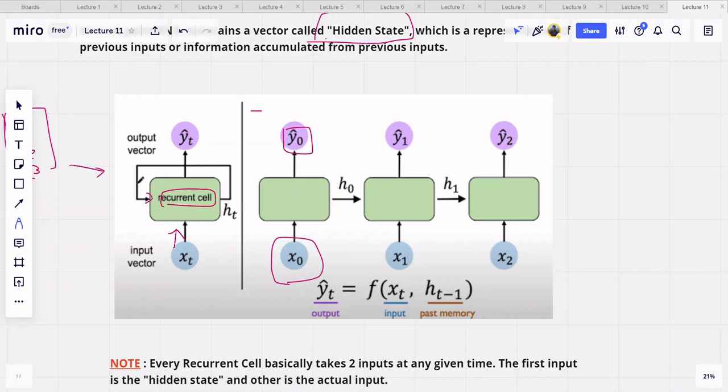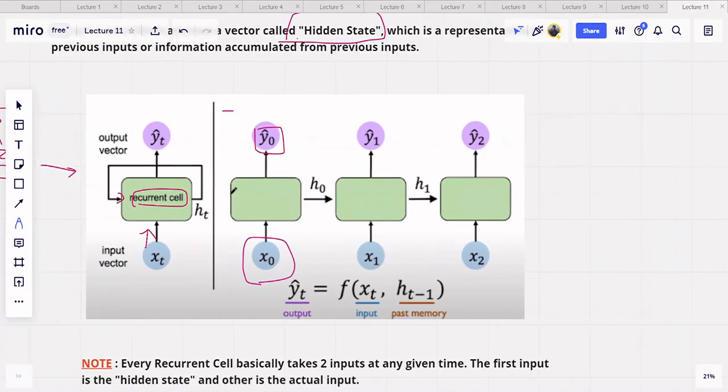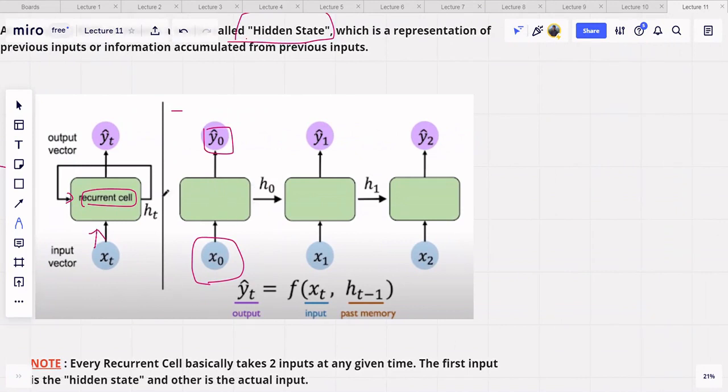Okay, it will calculate the hidden state, and then through the loop it will pass that same hidden state to itself. And then when we pass the second word, that is a second input to the same recurrent cell, then again the recurrent cell will take the same hidden state as the input and another input word as its input. Then it will produce a certain output.